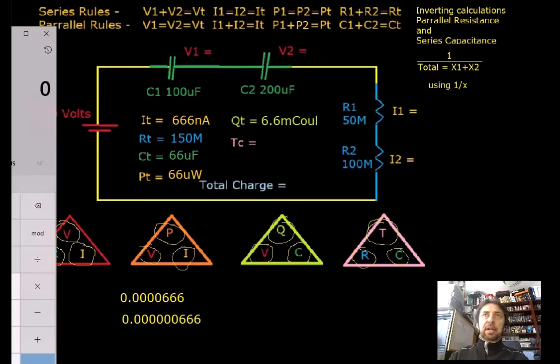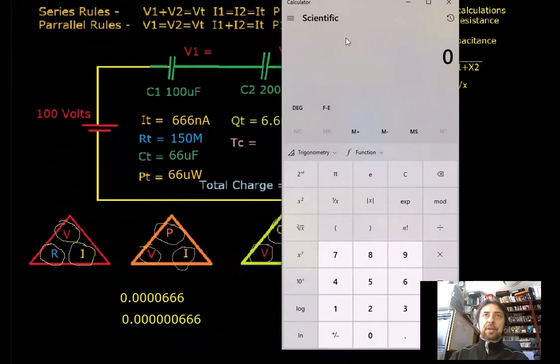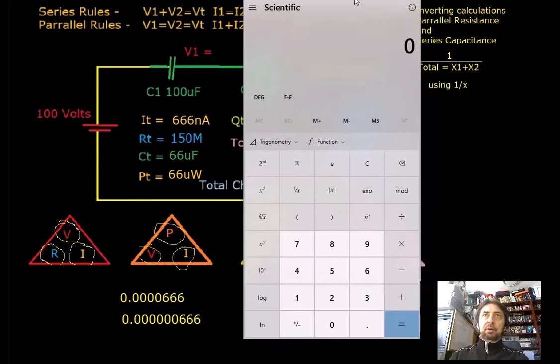So let's do that calculation now. Let's bring the calculator over again. The total amount of resistance, as you can see over here, is 150 megohms. So how do we write that? We write that by putting in 150 exponential 6, being megohms. And we multiply that by the total amount of capacitance, which is 66 microfarads. So multiplied by 66 exponential minus 6, and we should end up with 9.9, or 9,900, and that's measured in seconds. So let's put that in.